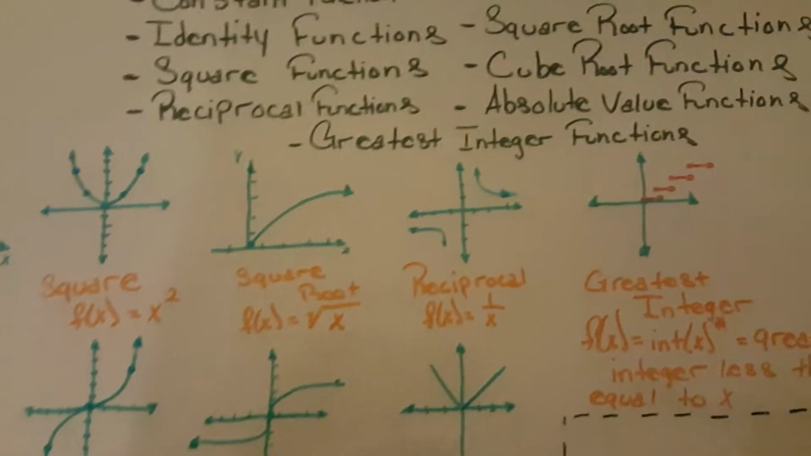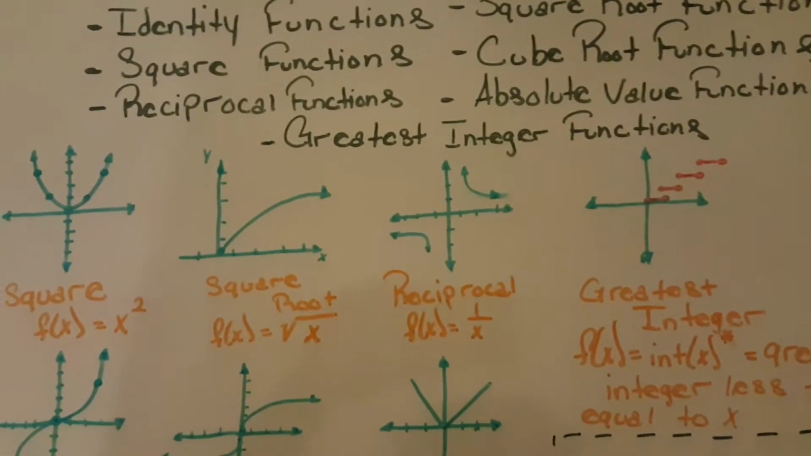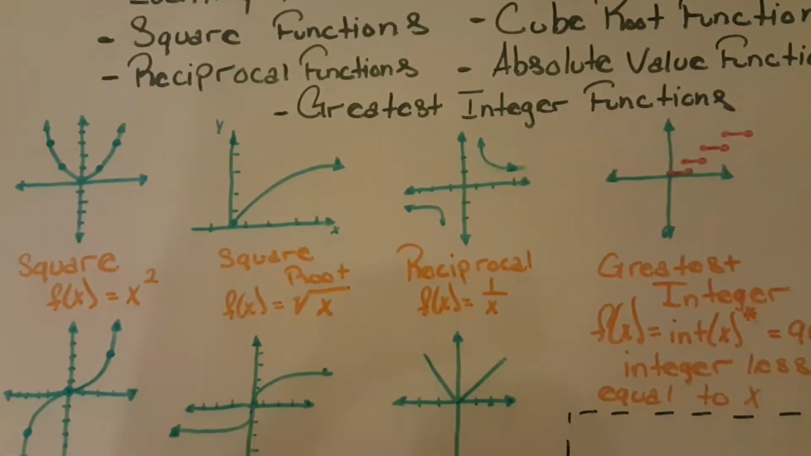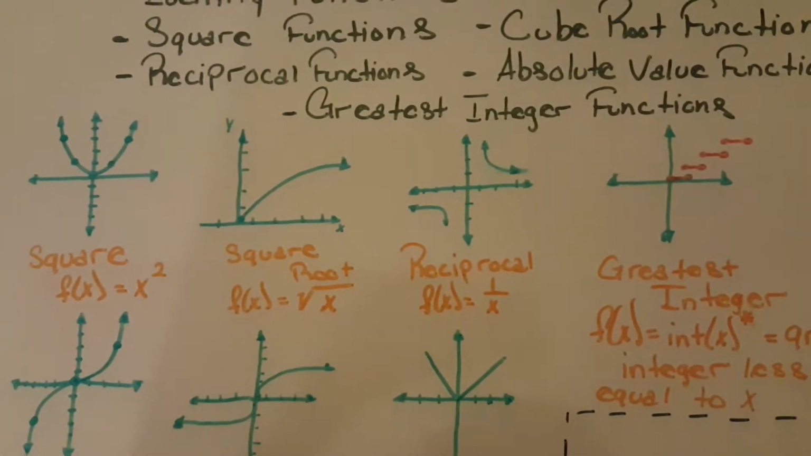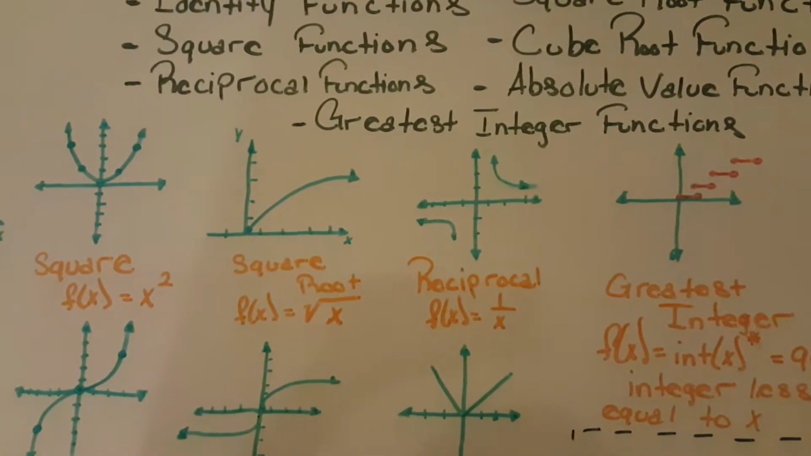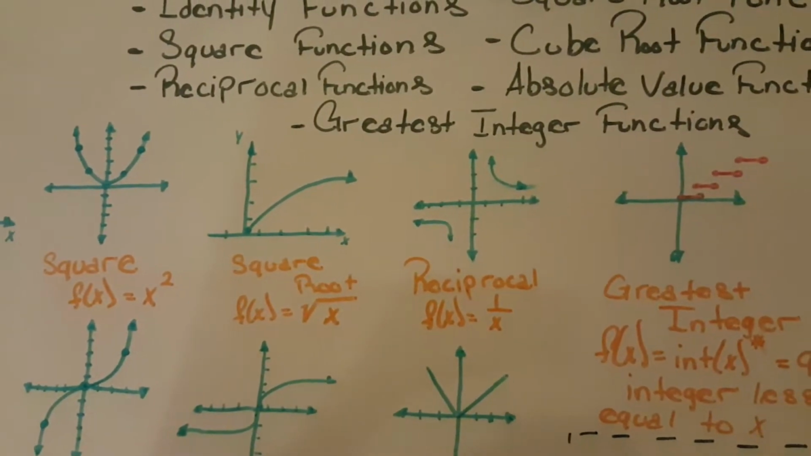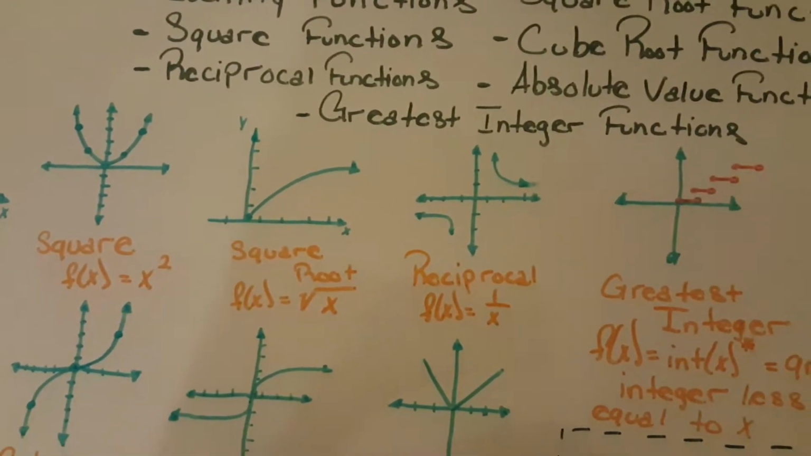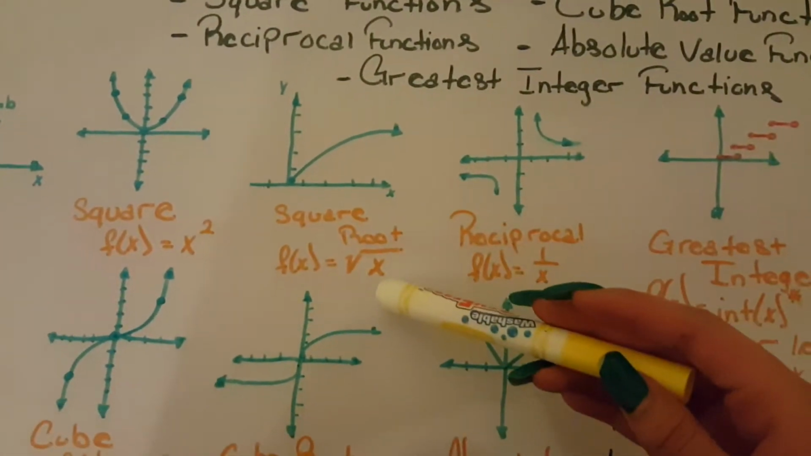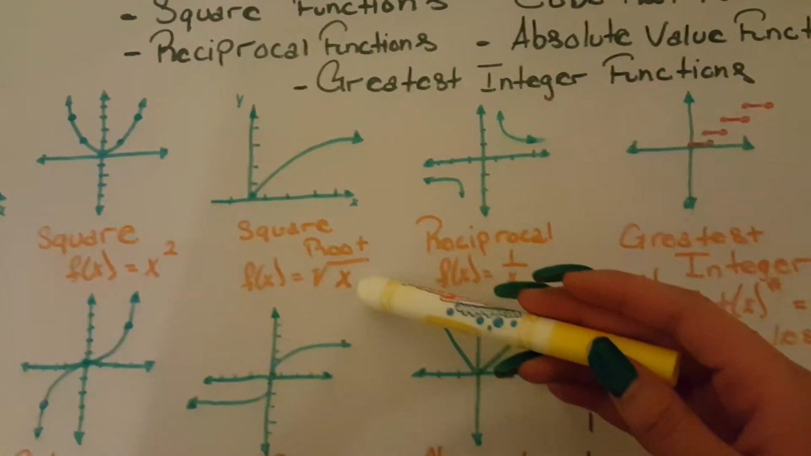Okay, moving on to square root. The domain and the range of the square root function are the set of non-negative real numbers. The intercept of the graph is at 0, 0. The square root function is neither even nor odd and is increasing on the interval 0, positive infinity. Okay, that's what the equation for the square root function looks like.